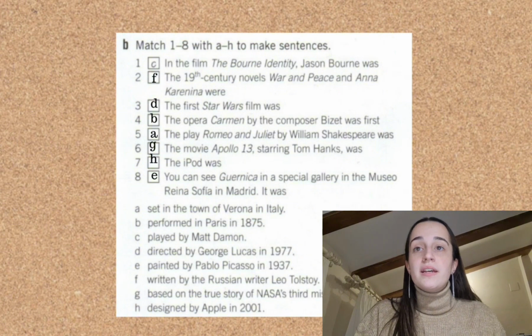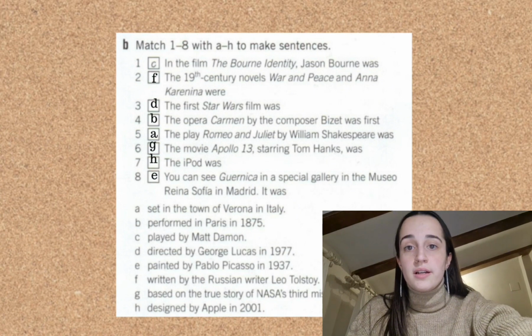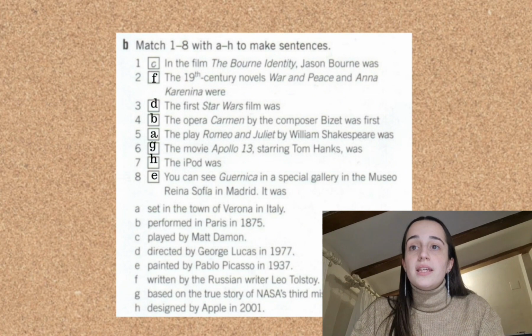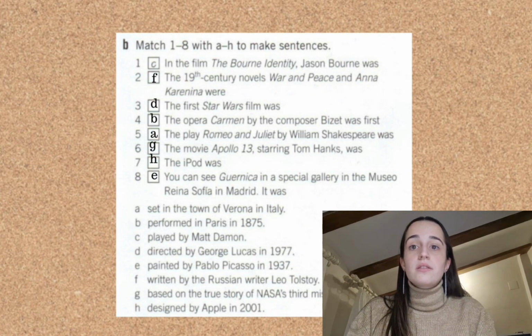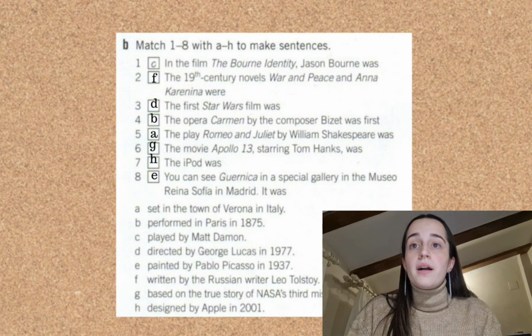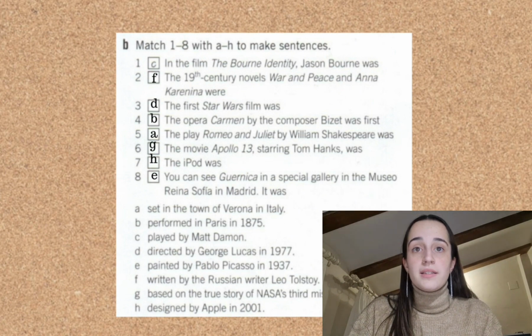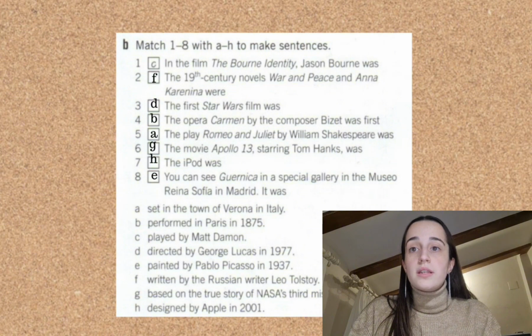2. The 19th century novels War and Peace and Anna Karenina were written by the Russian writer Leo Tolstoy. 3. The first Star Wars film was directed by George Lucas in 1977. 4. The opera Carmen by the composer Bizet was first performed in Paris in 1875. 5. The play Romeo and Juliet by William Shakespeare was set in the town of Verona in Italy.